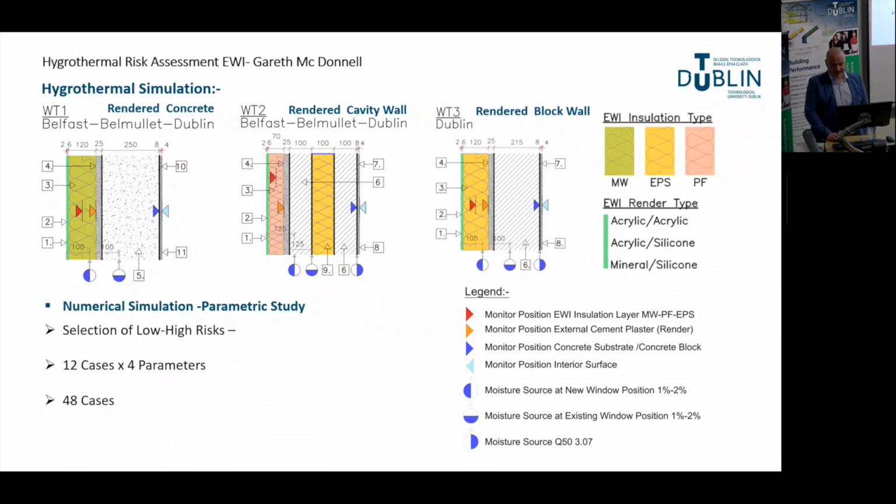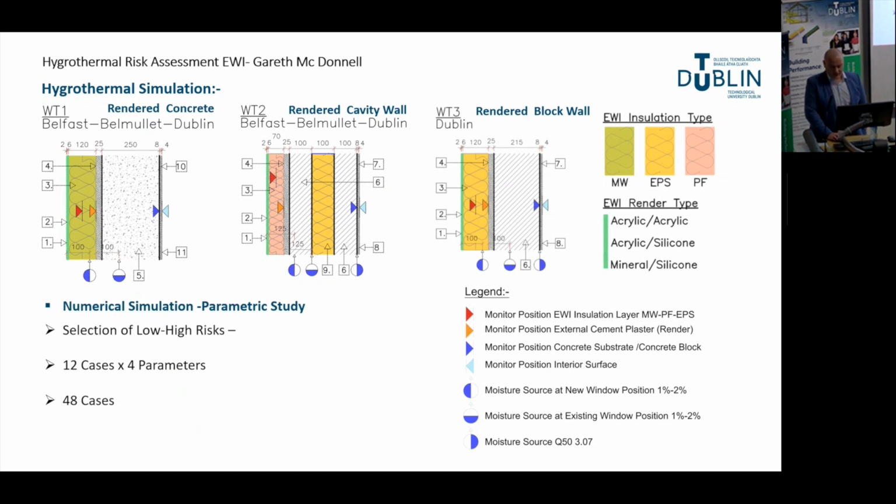For further detailed analysis, 12 cases were selected from a range of low to high risk using 4 parameters, equaling 48 cases. The 4 stressing parameters were 1% and 2% leaks where the existing window was retained, and 1% and 2% leaks at a position where a new window might be installed.